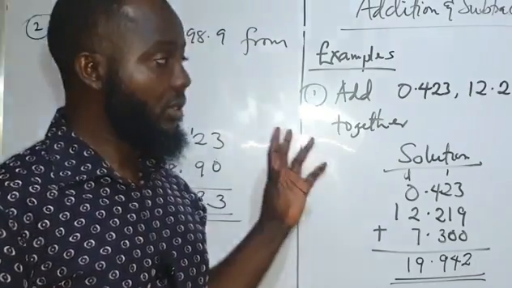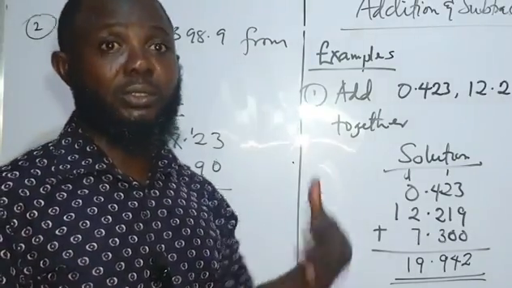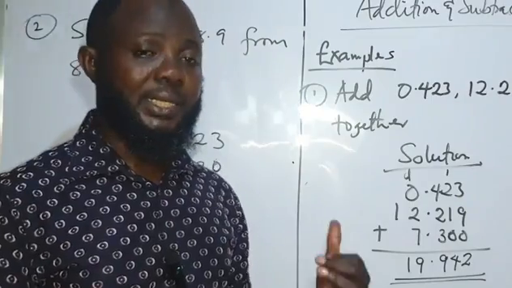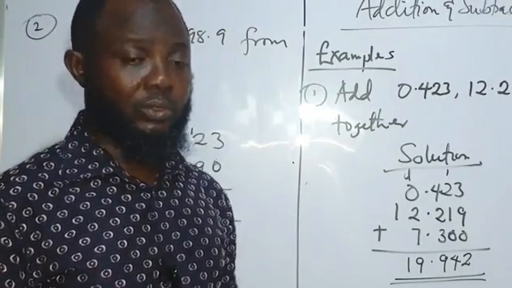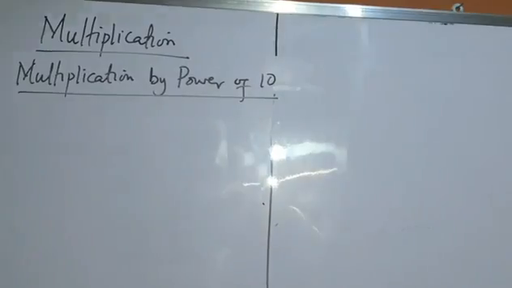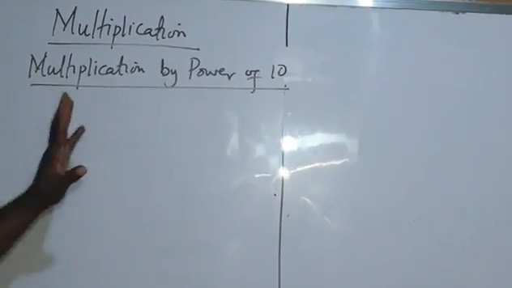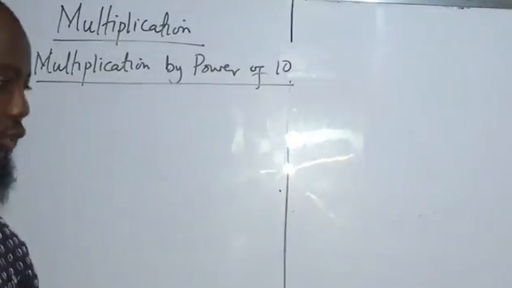This topic is very important, because there's no way you're not going to come across it in subsequent topics. That is the essence of you paying attention to details in this video. So we'll move to the multiplication and division now. Alright, so the first part we're going to look at under multiplication is multiplication by power of 10. What do I mean by that?